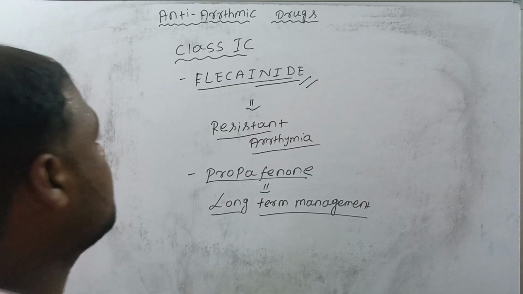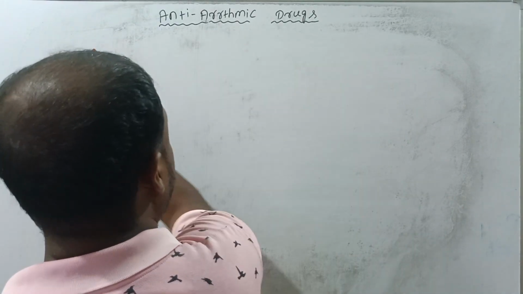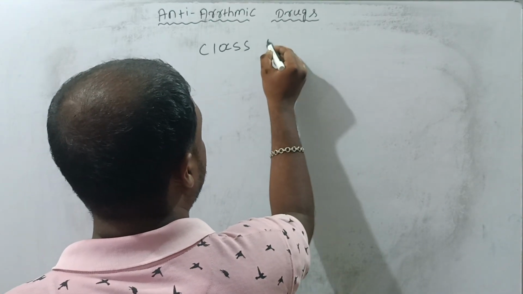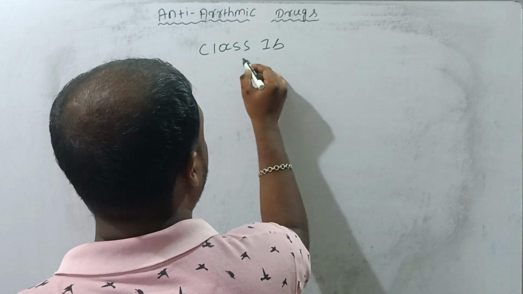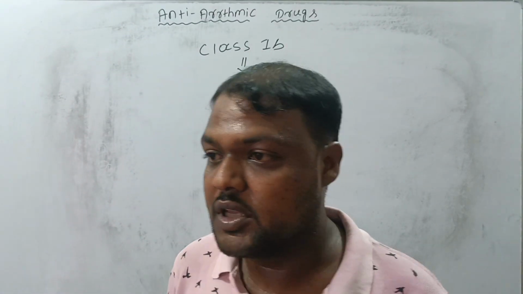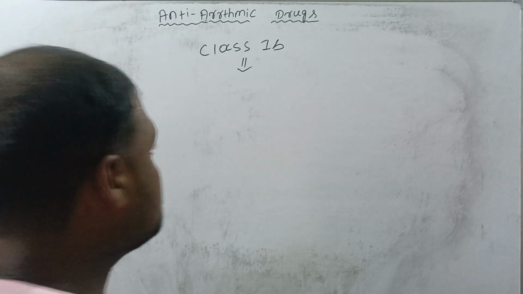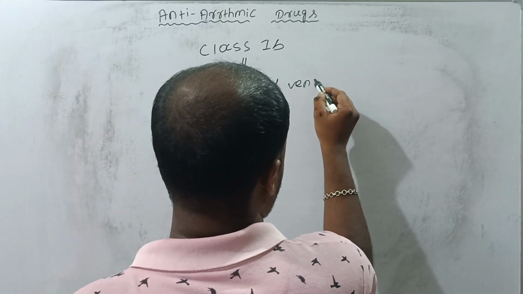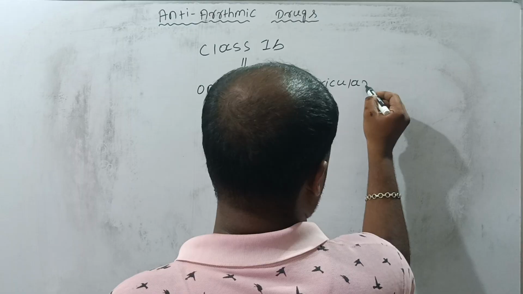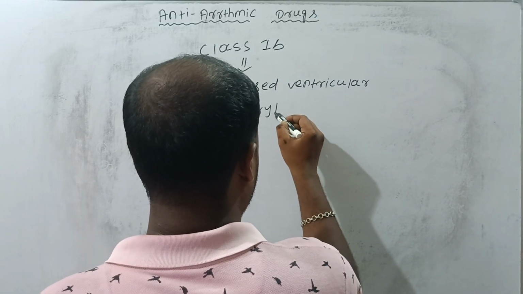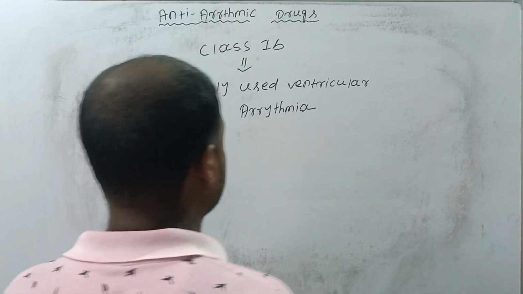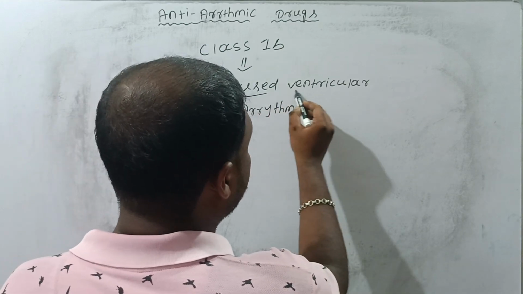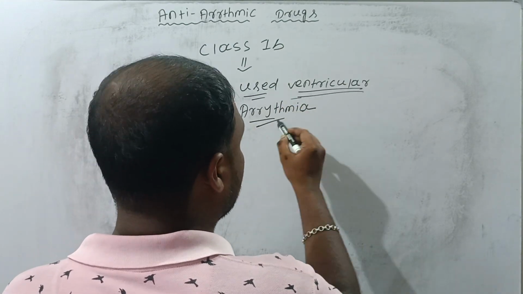Then the class 1B antiarrhythmic drug. Class 1B is used only in ventricular arrhythmia.